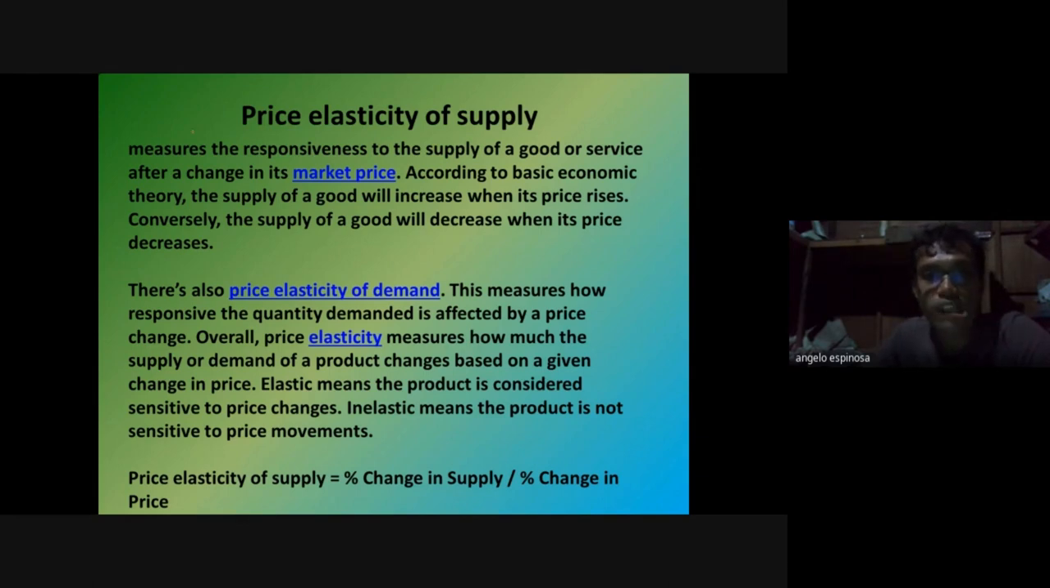We have here price elasticity of supply. So it measures the responsiveness of the supply of a good or service after a change in its market price. Okay? According to basic economic theory, the supply of a good will increase when its price increases. Okay? Conversely, the supply of a good will decrease, bababa lang siya kung ang presyo ay bababa din. Okay? So, there's also a price elasticity of demand, yung pinag-usapan natin. Okay, so we are already done with that. So, let's focus now on the price elasticity of supply. Okay, so price elasticity of supply equals percent change in supply divided by percent change in price.